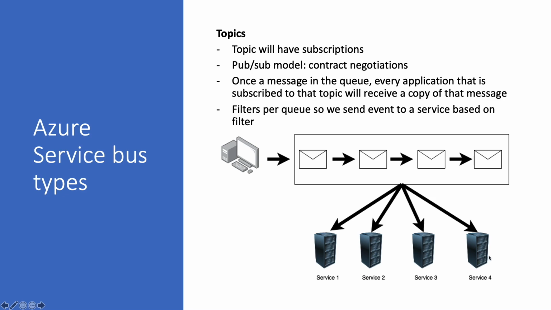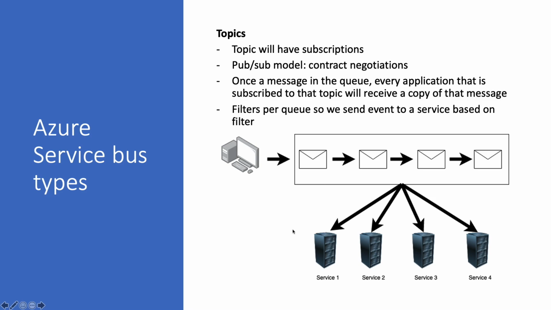Publish-subscribe means that if I'm a service and I want to get information from this queue, once it's published to this queue, I want to subscribe to it. So when I subscribe to a queue, whenever there's a new message published, I'm going to get a copy of it.